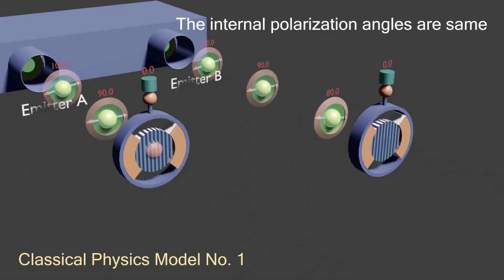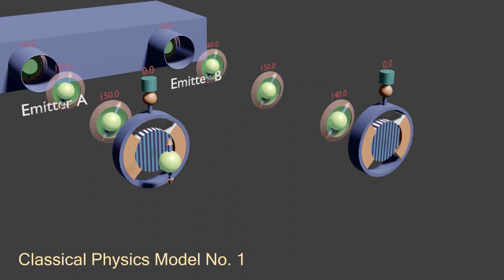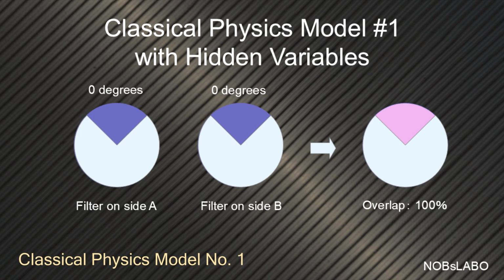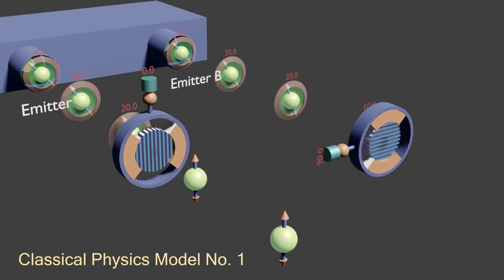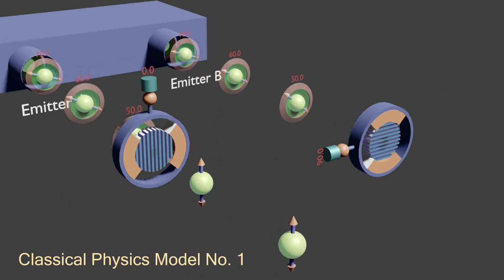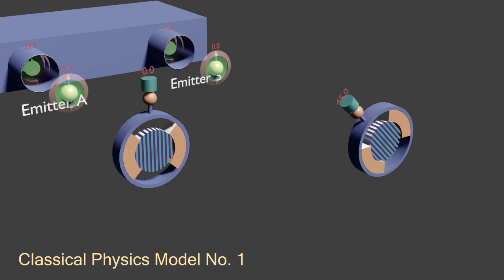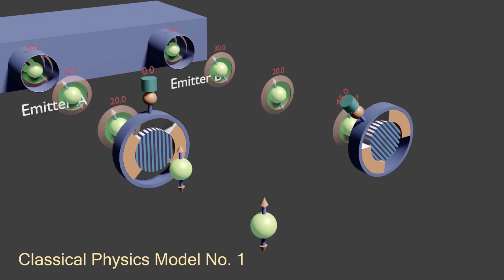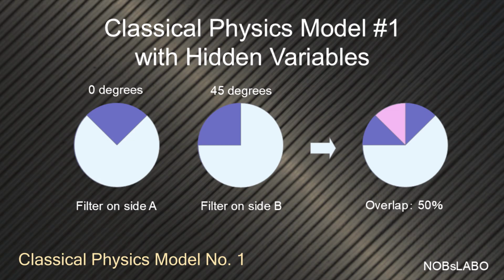We also assume that the internal polarization angle of each entangled photon pair is the same. Then, for example, if the polarizing filters on sides A and B are at the same angle, the pass/blocks of the entangled photon pairs will be perfectly consistent. This matches the results of the actual experiment. Also, if you tilt the filter on the B side by 90 degrees, the blocker holes will no longer overlap, so no photon pairs will pass through A and B at the same time. Setting the angle of the filter on side B to 45 degrees halves the area of overlap of the holes, so that 50% of the photon pairs pass through both filters.